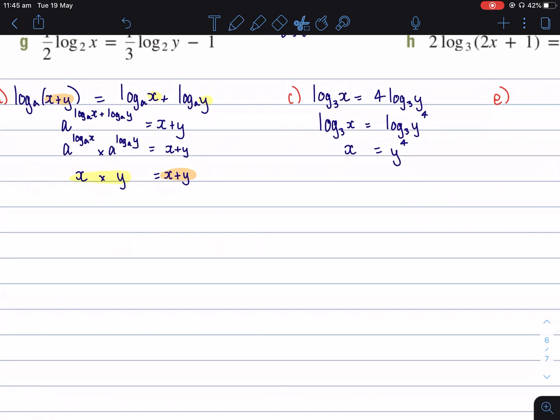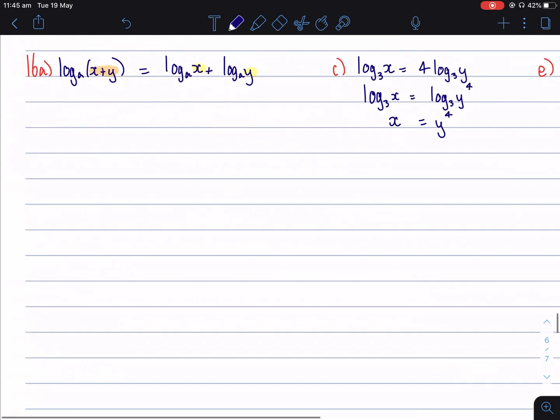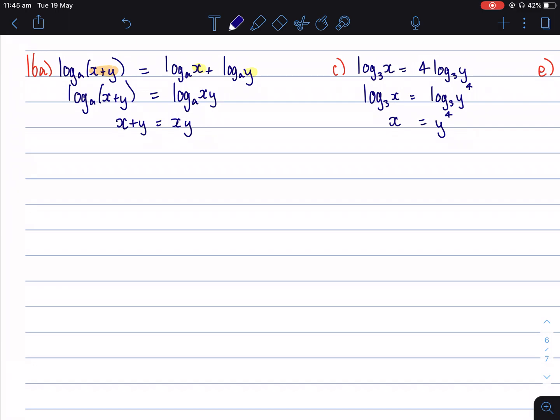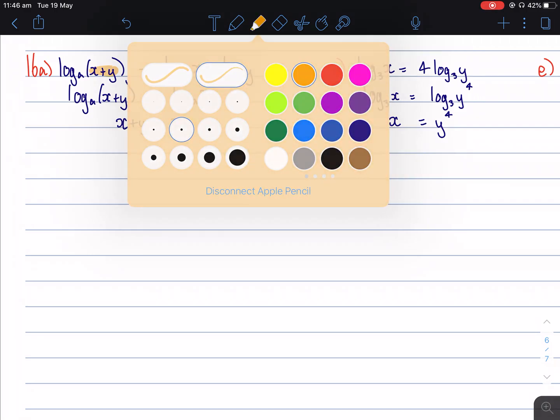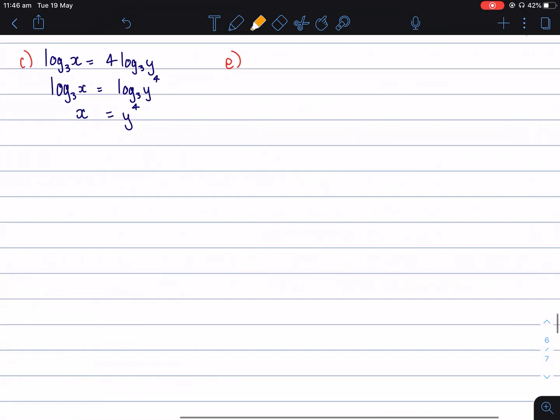I'm going to redo this one because I'm really annoyed that I took the long way to do that. I mean, that was perfectly reasonable too, but I could have been like, well, log base a of x plus y equals log base a of, well, that's x times y, which means x plus y equals x times y. Yeah. If they're both logs, then you can just get rid of the logs.